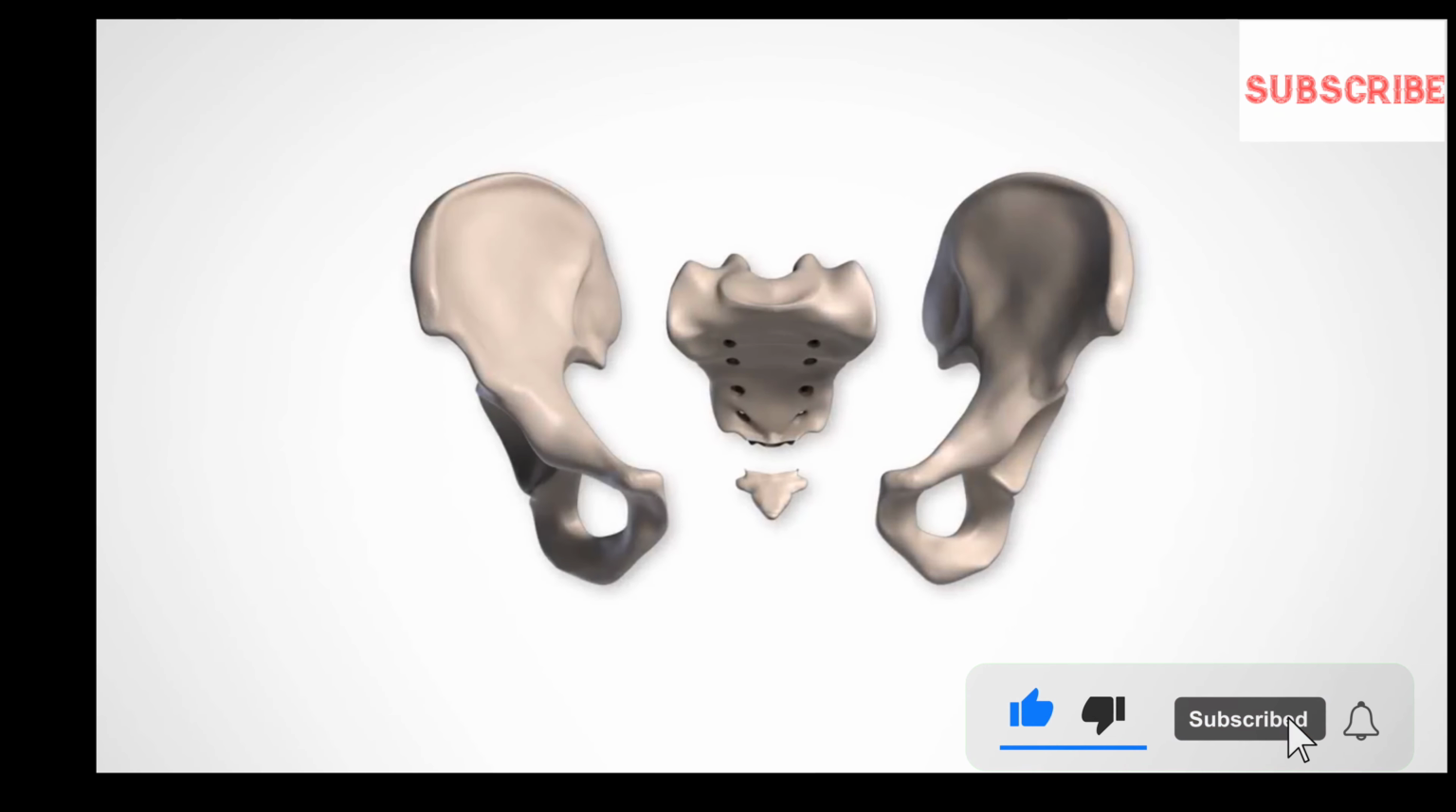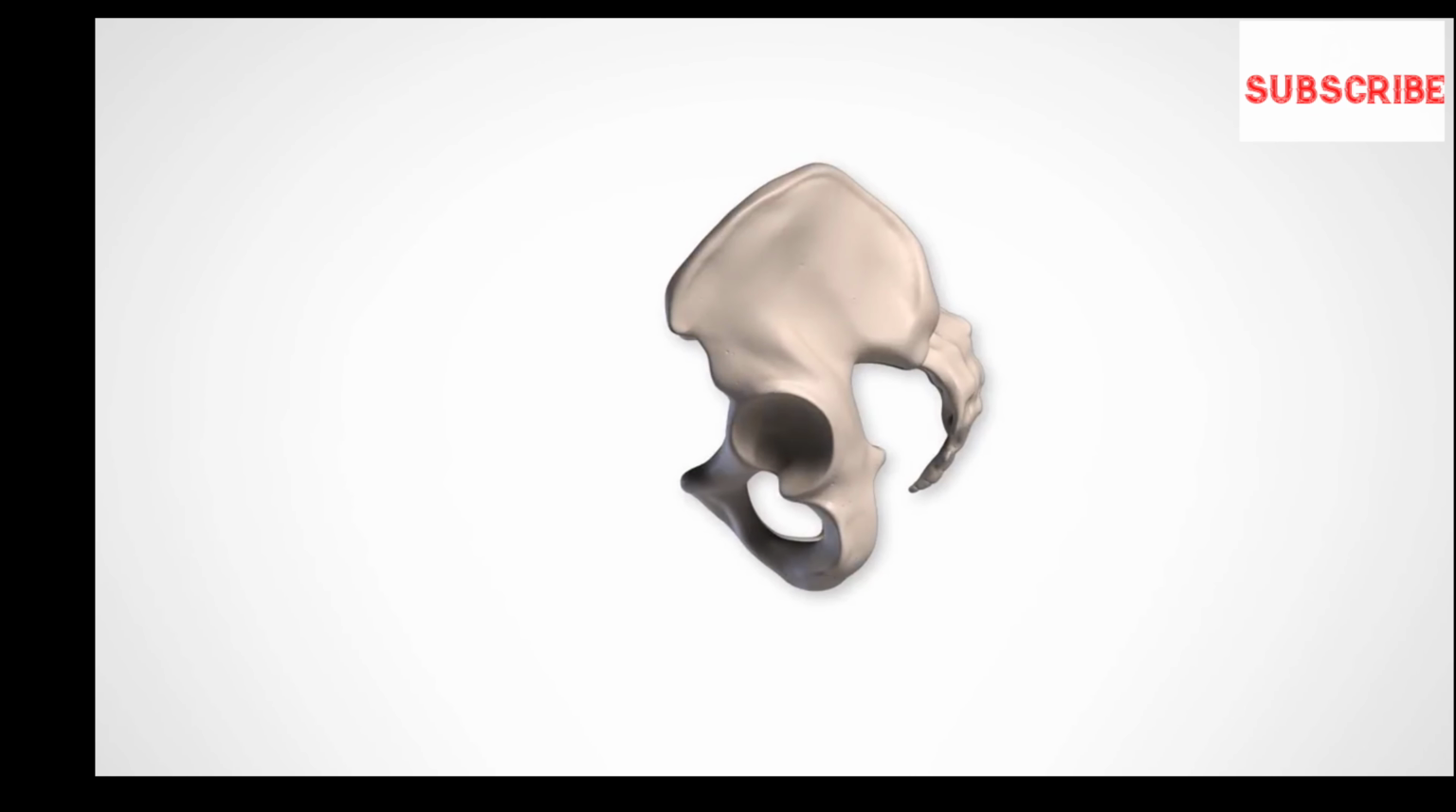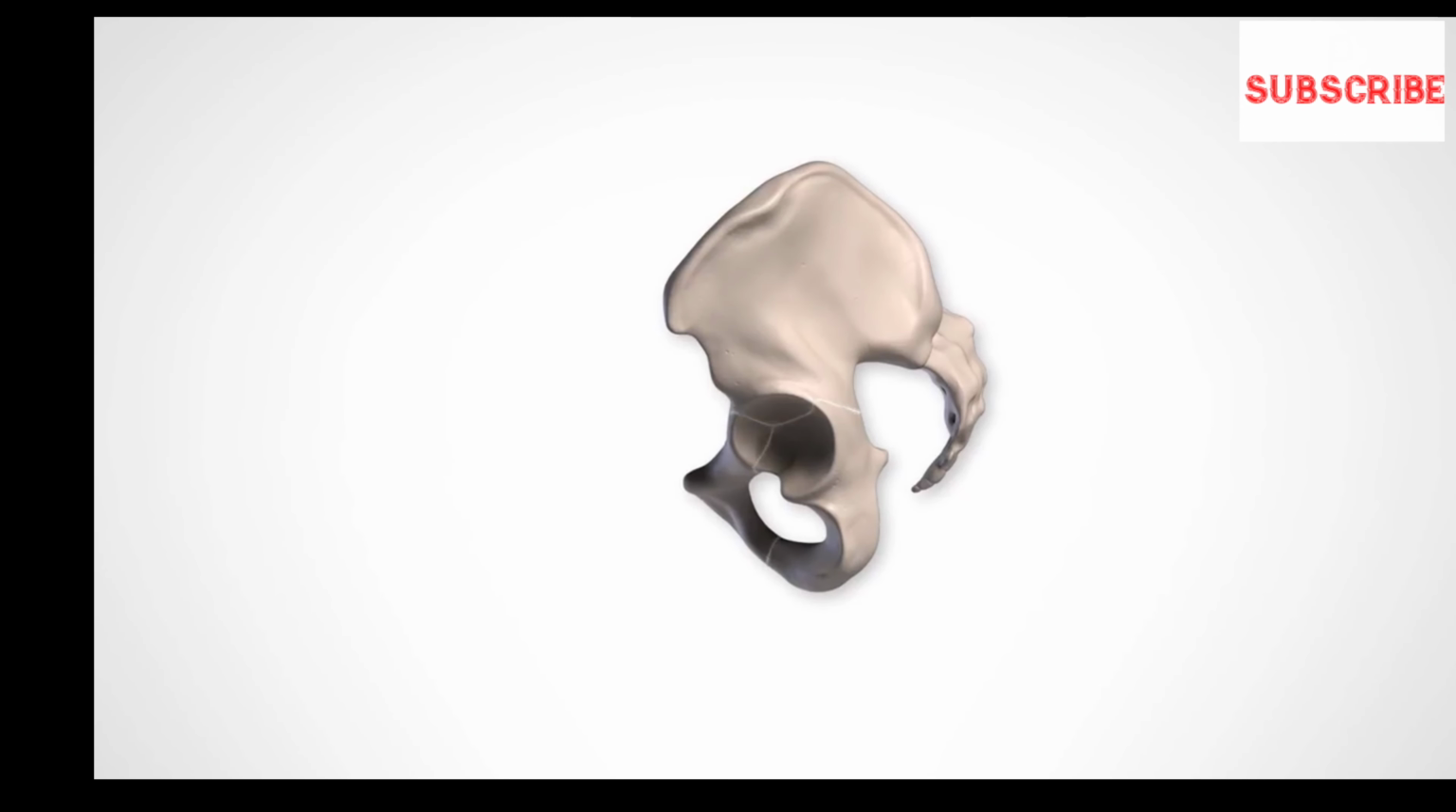The two hip bones, along with the sacrum and coccyx of the spine, form what's known as the pelvis. Each hip bone consists of 3 parts. These 3 parts actually start out as 3 separate bones at birth and fuse together throughout puberty.